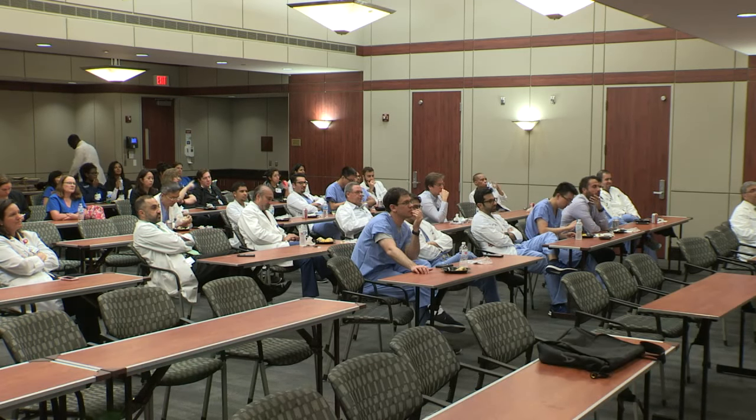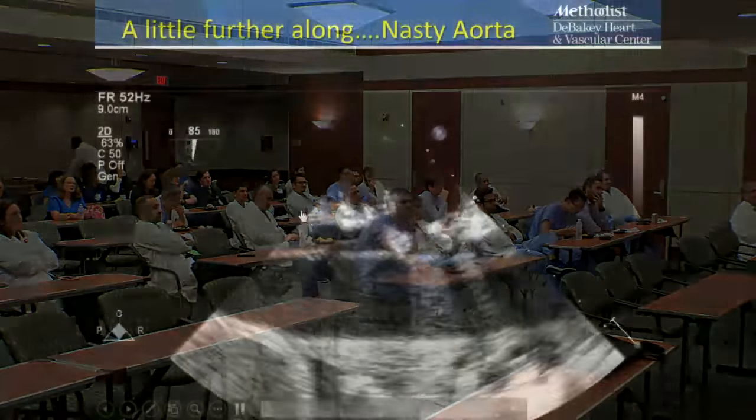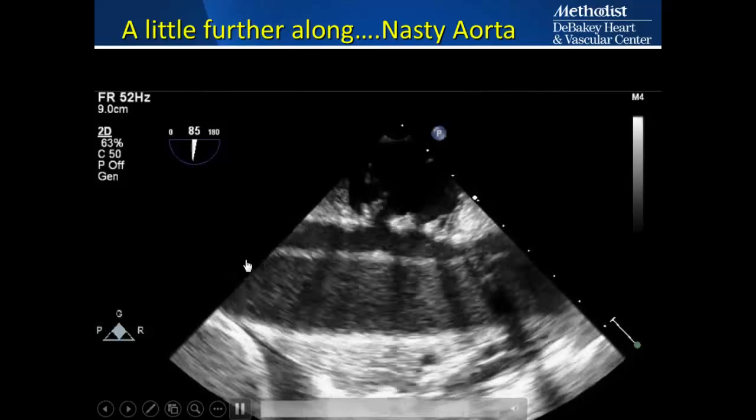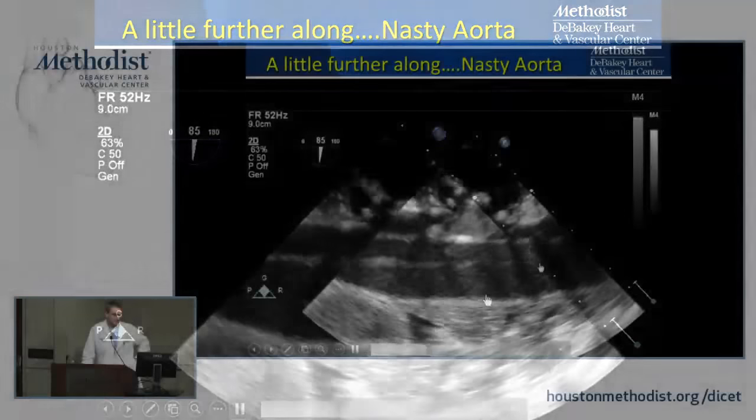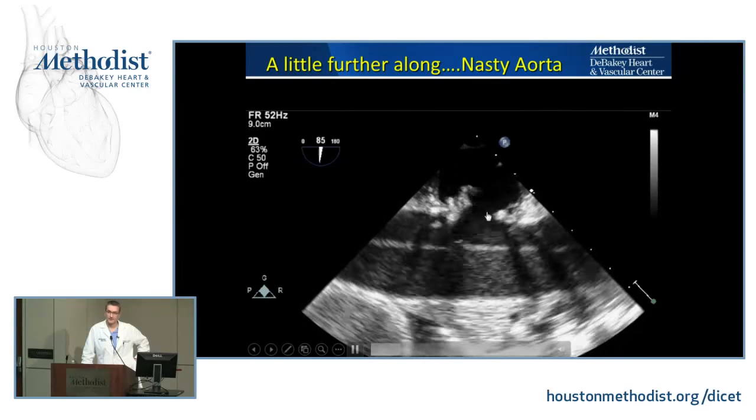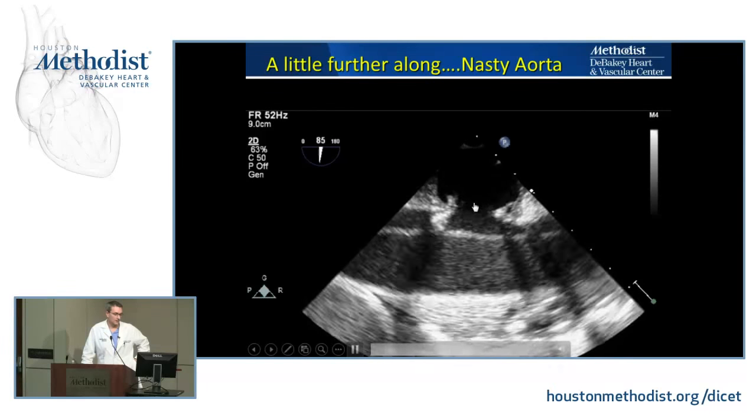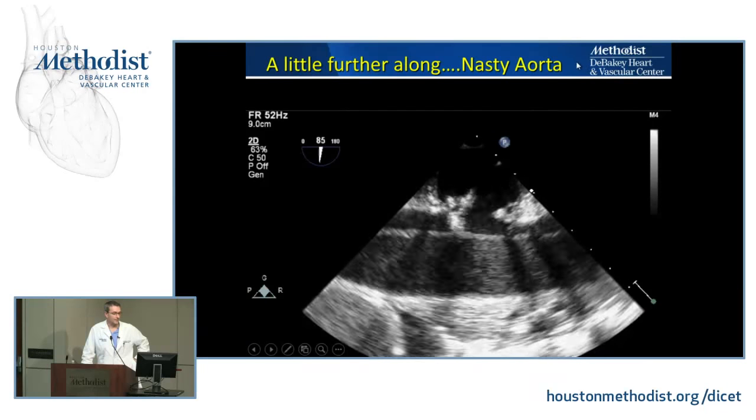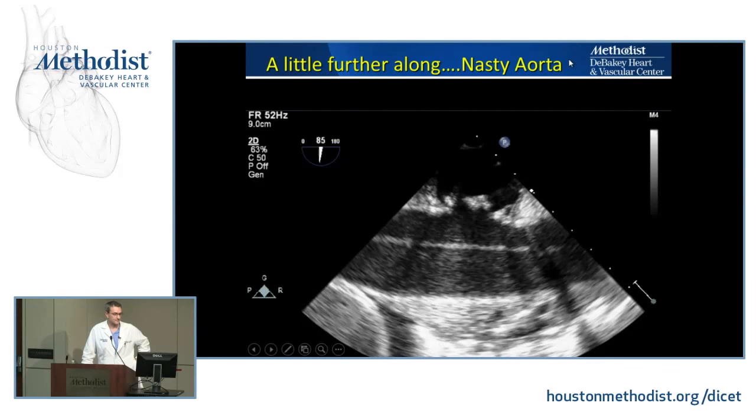All right. So this is that same patient, just super nasty stuff. This is a case of an aortic dissection. This is the descending thoracic aorta. This is a mycotic aneurysm, so local infection of the aortic wall, with vegetation. This is sort of the trifecta of badness, which had to have surgery.